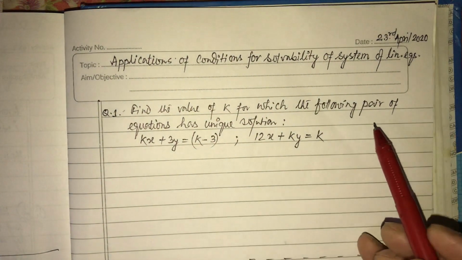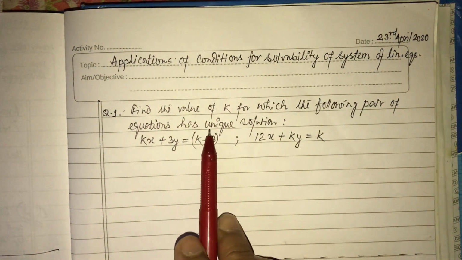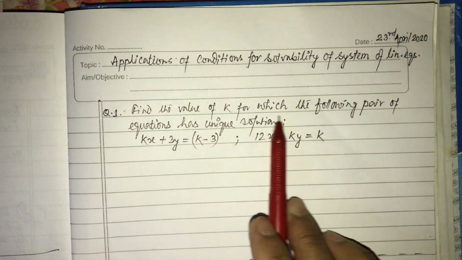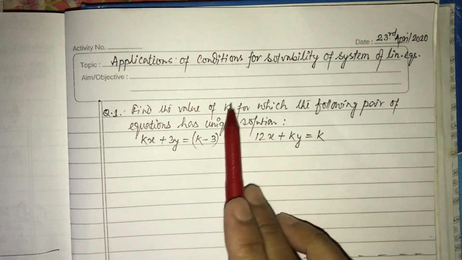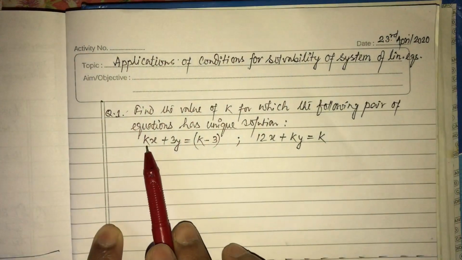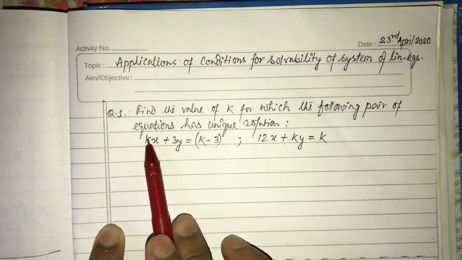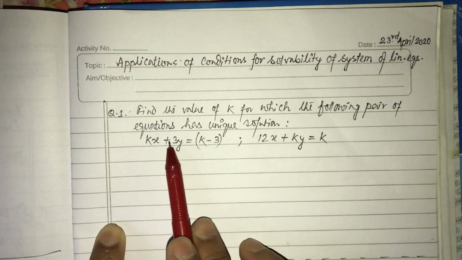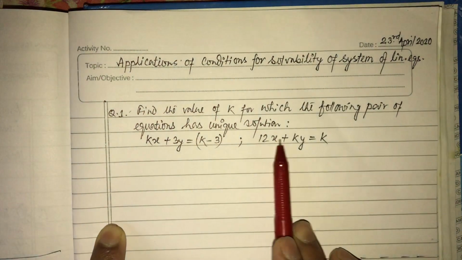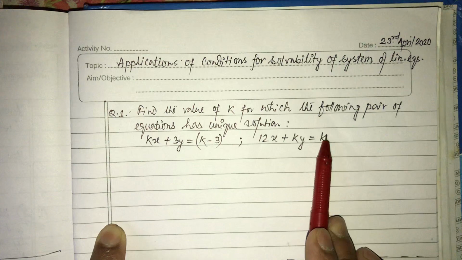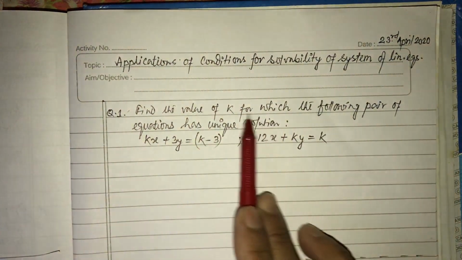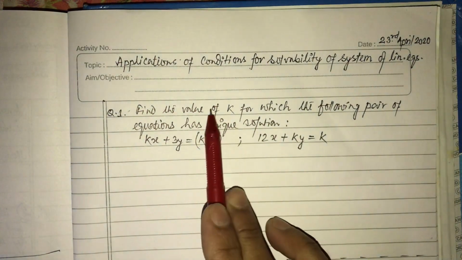Here the first condition given is unique solution. Using this condition we want to find the value of k. The equations are given here: kx plus 3y equal to k minus 3, the first equation, and 12x plus ky equal to k, the second equation. Using the unique solution condition, we will find the value of k.